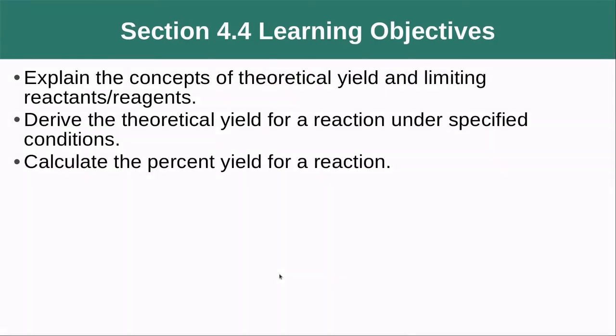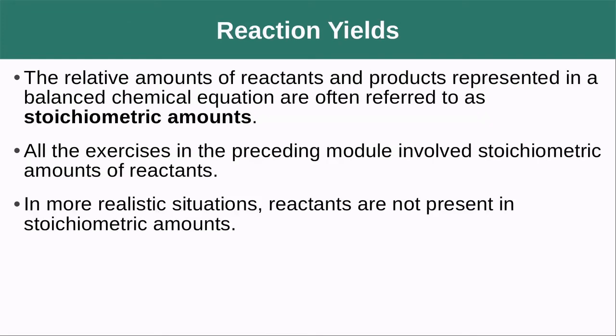Section 4.4 Learning Objectives: we're going to learn about the theoretical yield and limiting reagents. The relative amounts of reactants and products represented in a balanced chemical reaction are often referred to as stoichiometric amounts. All the exercises in the preceding module involve stoichiometric amounts of reactants. In more realistic situations, reactants are not present in the exact stoichiometric amounts.